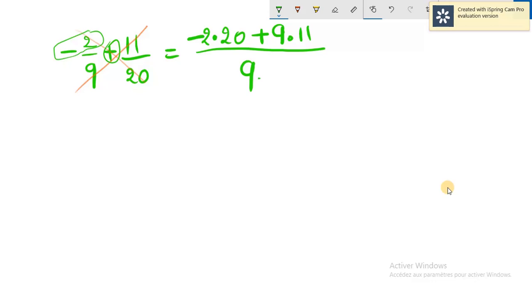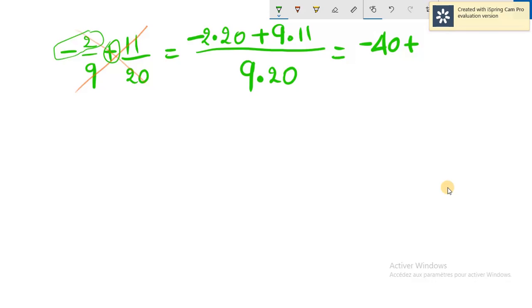So what you have here, you need to simplify. Negative 2 multiplied by 20 is equal to negative 40. How come? Because when we multiply two numbers of different sign, the result will be negative. That's a rule too. So here, this plus comes back here. 9 times 11 is 99.